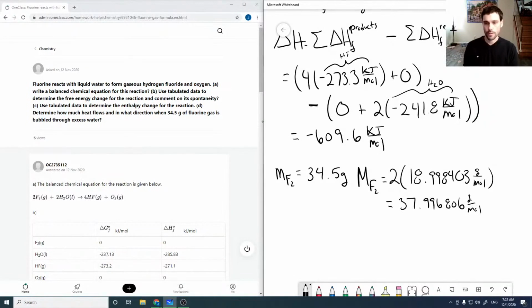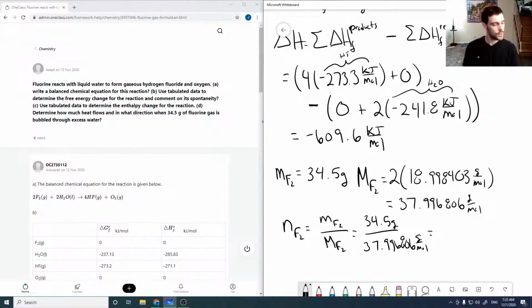And so our moles of fluorine are just equal to our mass over our molar mass. So 34.5 grams over 37.996806, which is 0.90797 moles.